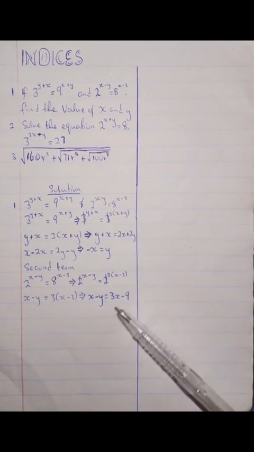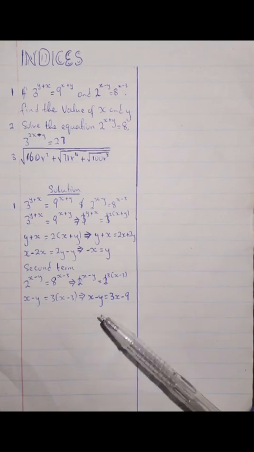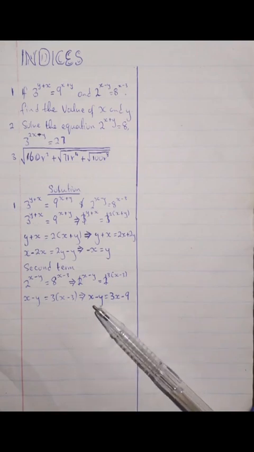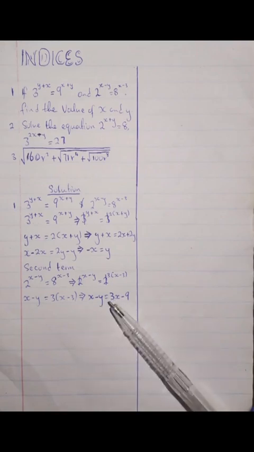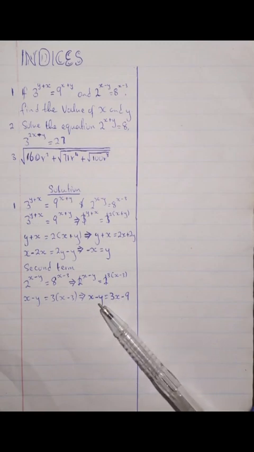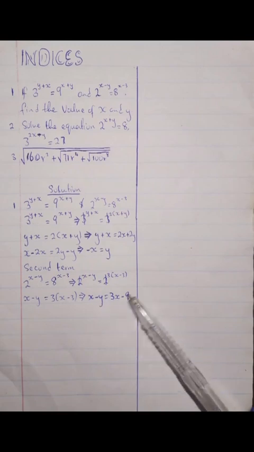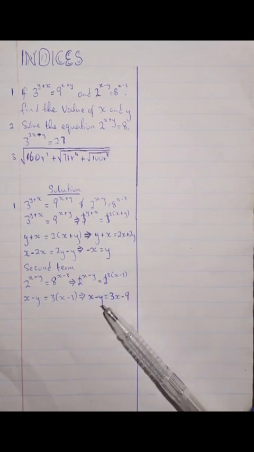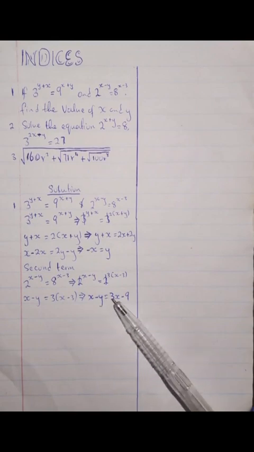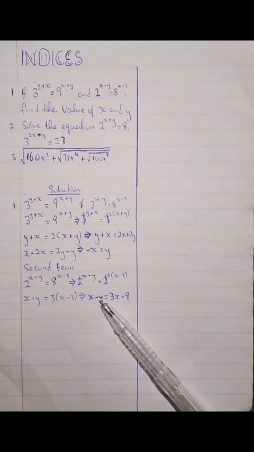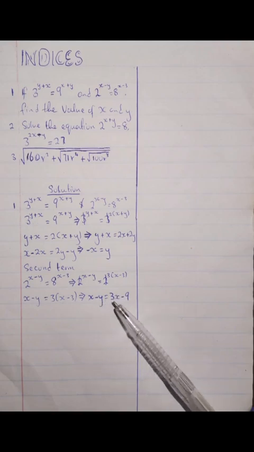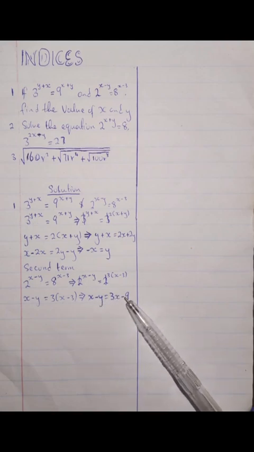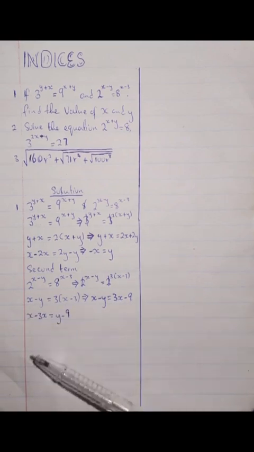And the next thing we need to do is to collect like terms. So you can see we have x here, we have x here. So we'll bring this x over to this side and carry over this 9, this y over to this side. For this x to move over to this side, it changes to minus, so we're having x minus 3x, and this y moving over to this side changes to plus, so y minus 9. And we have x minus 3x equals y minus 9.